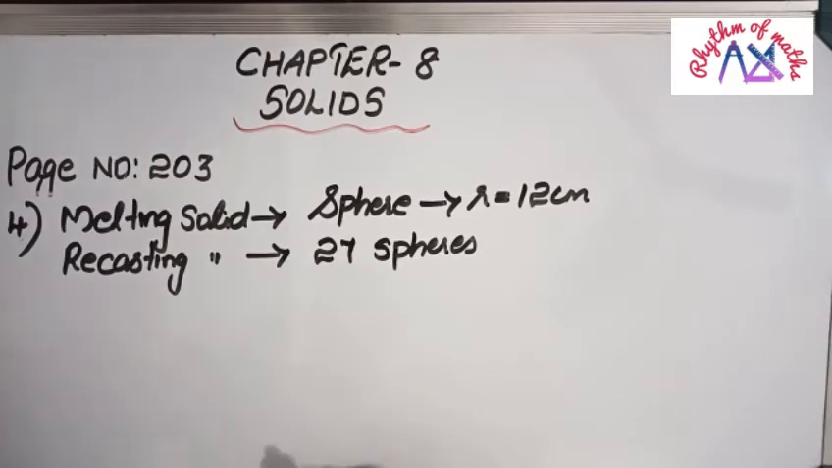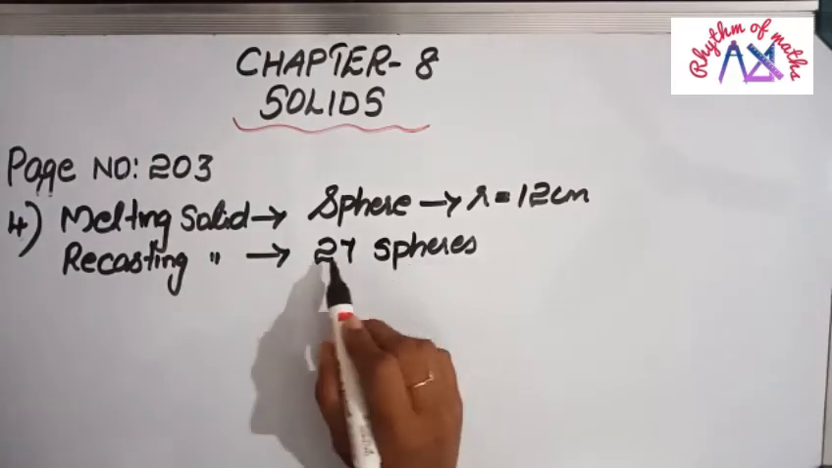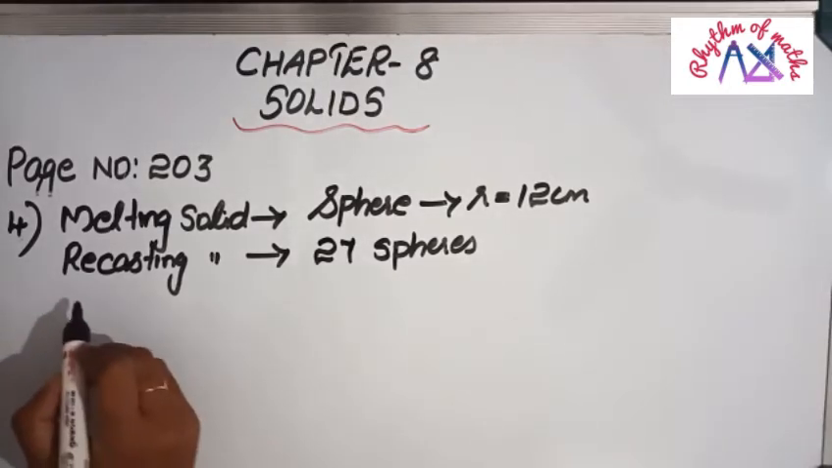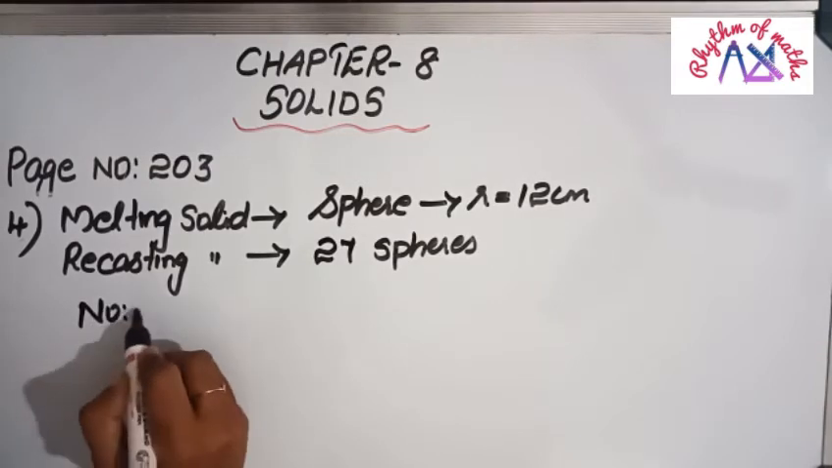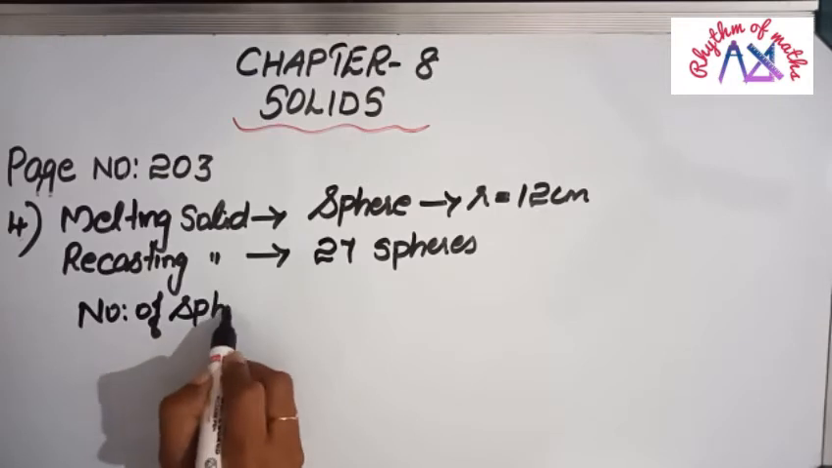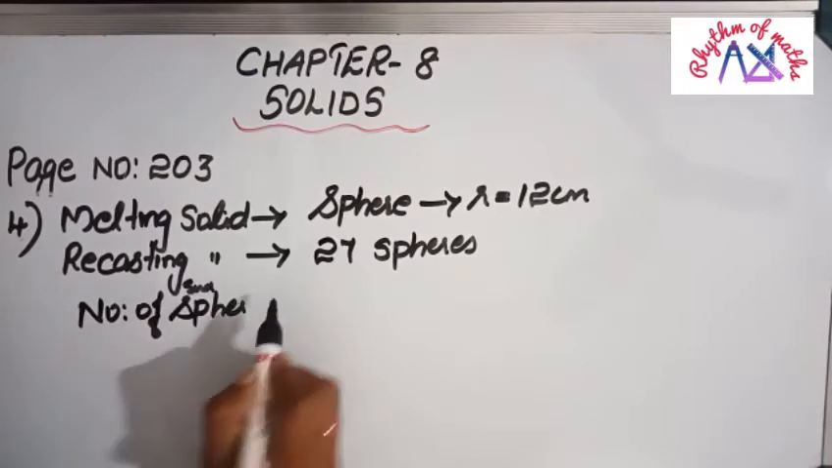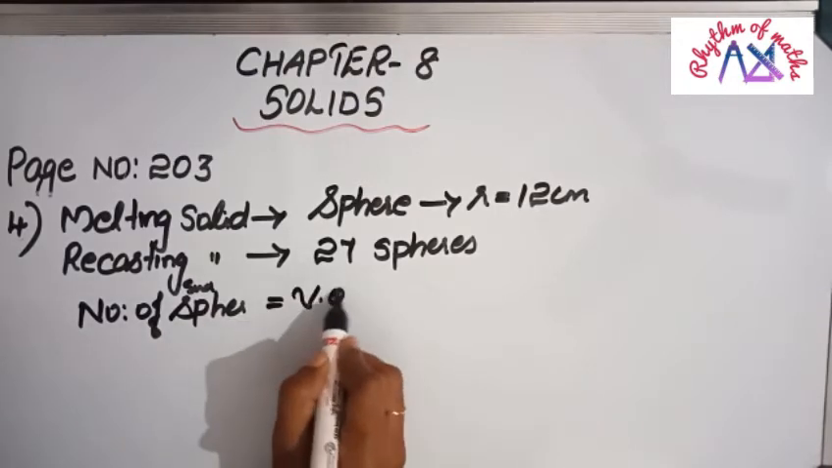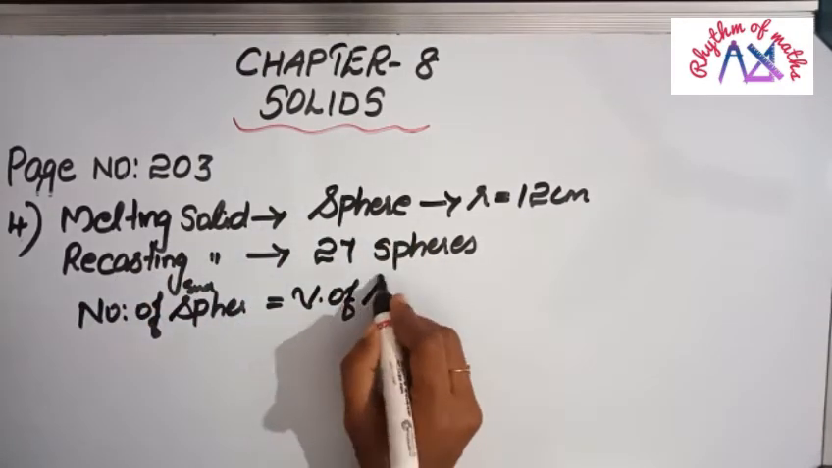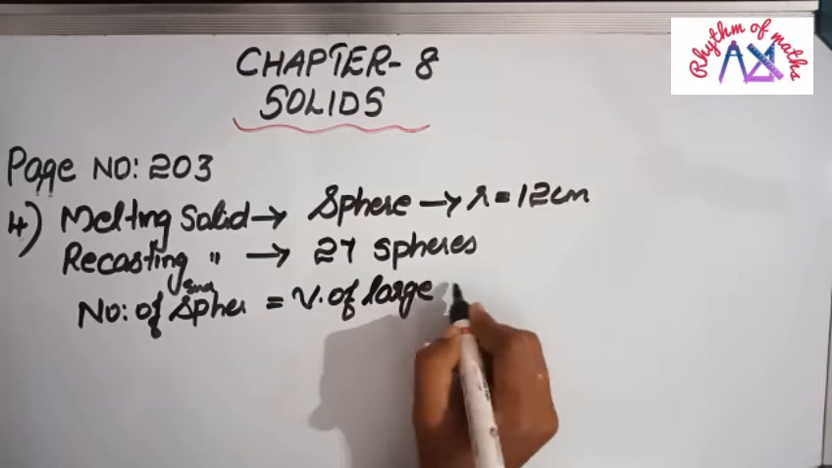Okay, the question is, what will be the radius of these 27 small spheres? So here also we use the same equation, because we know only that equation. The number of small spheres equals the volume of the large sphere, because the melting one is the large sphere.